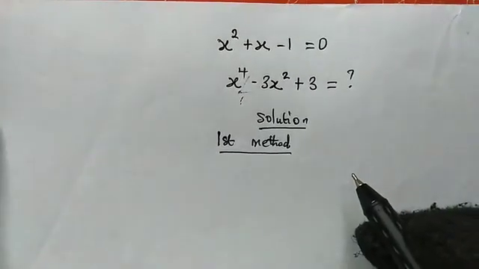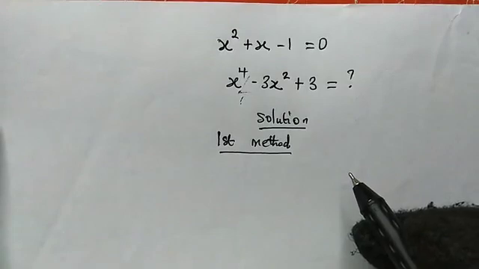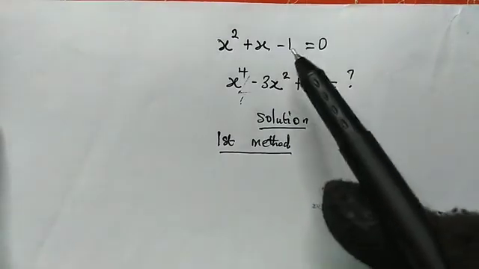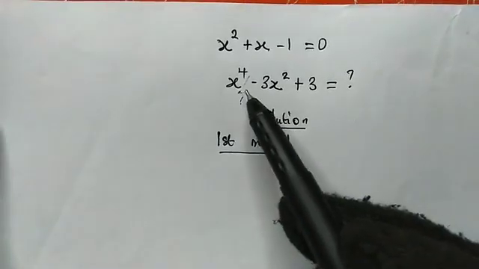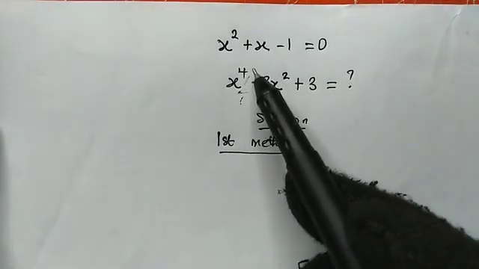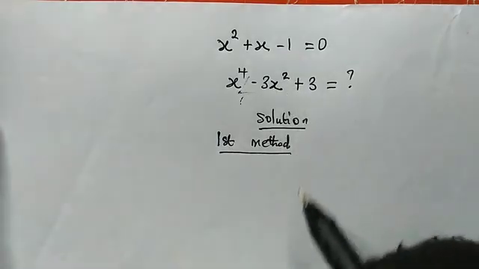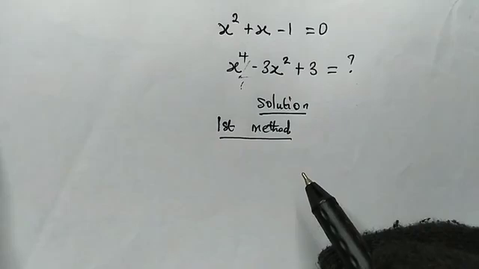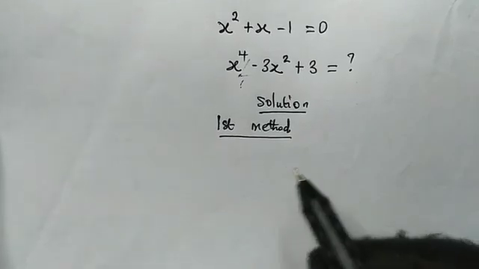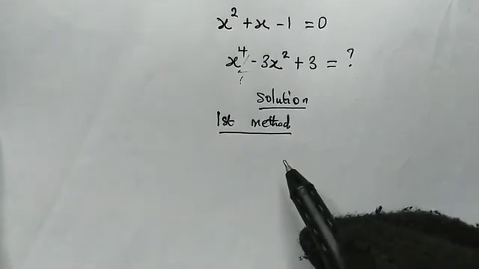Today we have this interesting Olympiad mathematics problem. We're given that x squared plus x minus 1 is equal to 0. So here we're going to evaluate this expression x to the power of 4 minus 3x squared plus 3. In this video, I'll be presenting two different methods. Let's start with the first method.